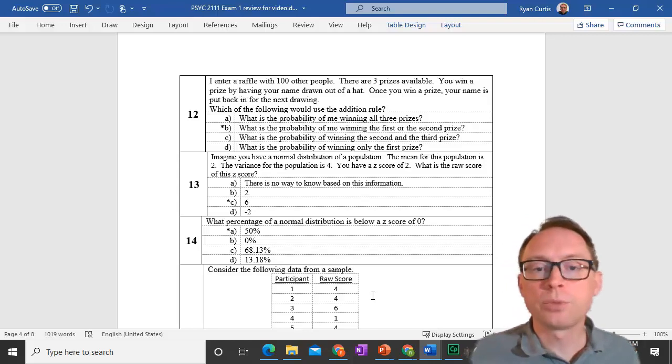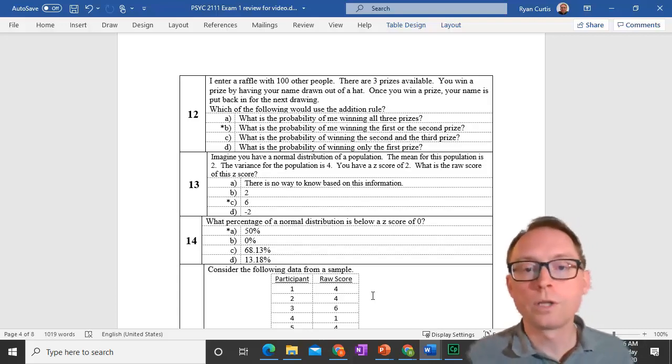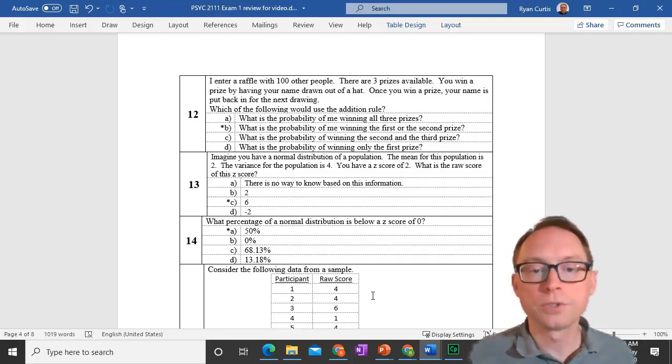Number 13. Imagine you have a normal distribution of a population. The mean for the population is 2. The variance for the population is 4. You have a z-score of 2. What is the raw score of this z-score?